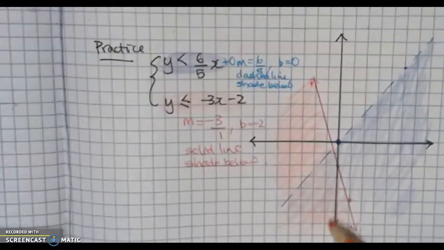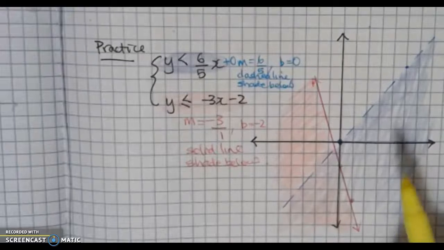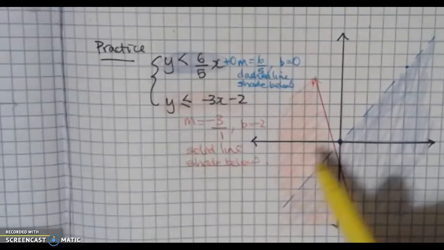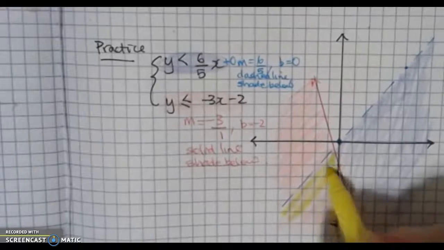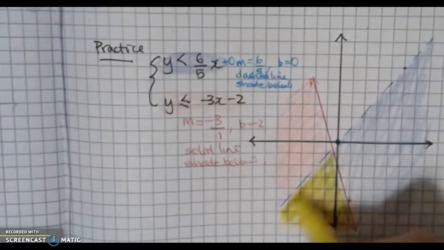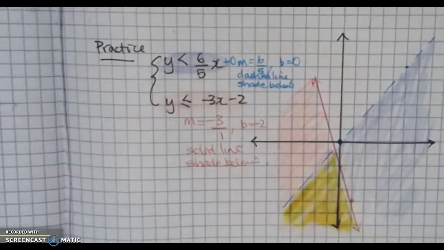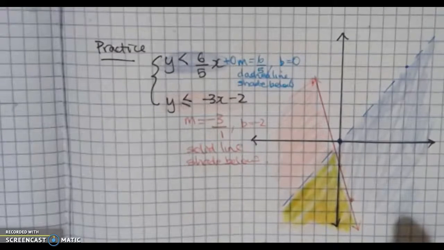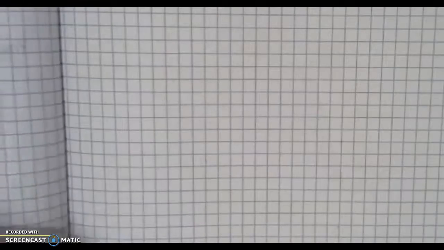Okay, so then where is the overlapping region where it satisfies both the blue inequality and the red inequality? It is right here. This is my solution region that is enclosed by a dashed line and a solid line. Okay, alright, I am going to do another quick example this time.